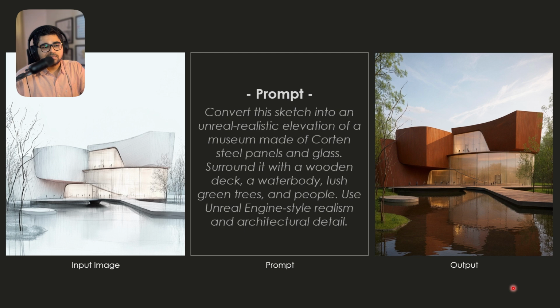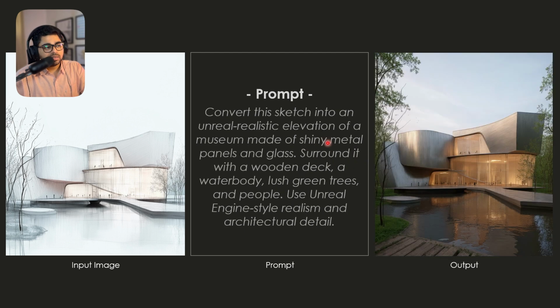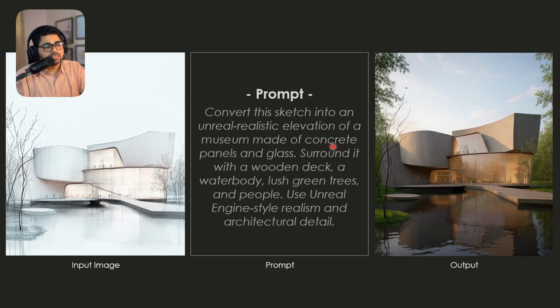And like I said, there is no words to describe it. Then I went further and now I just changed the material of the building. So instead of cotton steel, here I made it brick, which looks really nice. Instead of brick, I changed it to shiny metal, and then you see there's a little bit of a shine added here. Then instead of shiny metal, I said concrete. So once you get one image, you can iterate on whatever you want to create further.